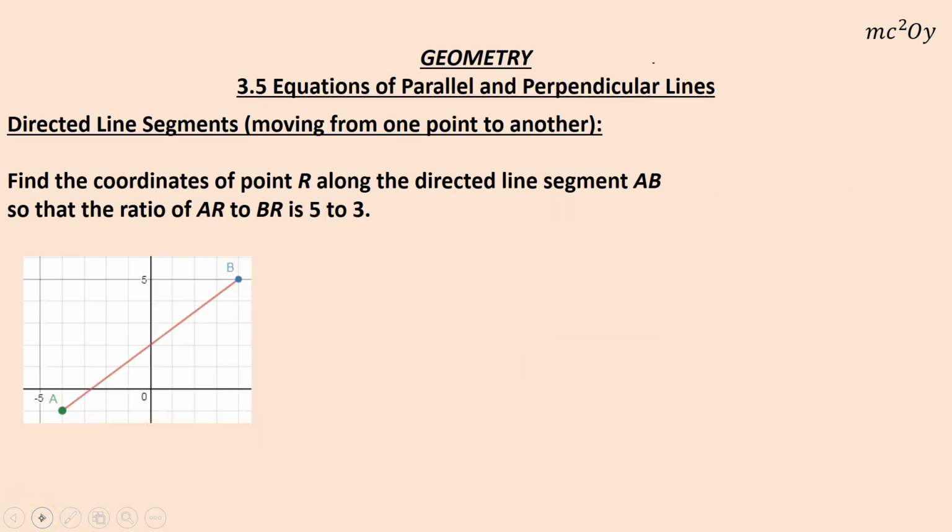Find the coordinates of the point R along a directed line segment AB so that the ratio of AR to BR is 5 to 3. Okay. So once again, we're going AR to BR. And we're going 5 to 3. That means we have a grand total of 5 plus 3, or 8 this time. So that means we're going to have 5 8s and 3 8s.